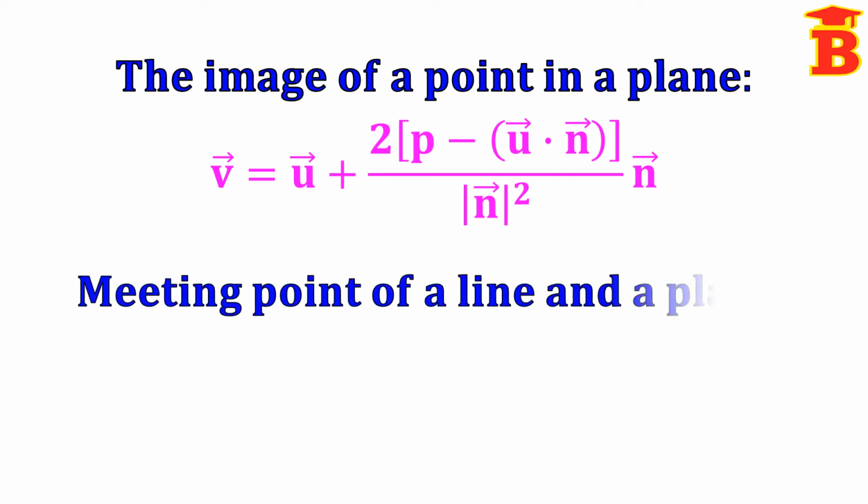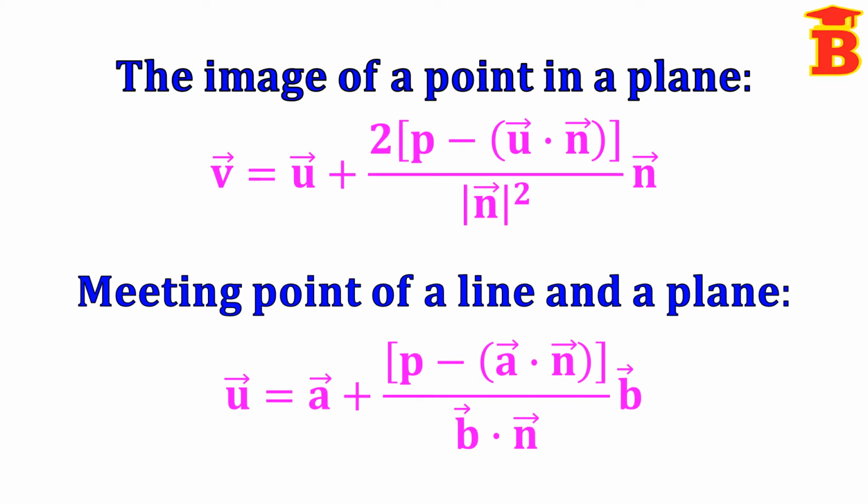Next, meeting point of a line and a plane. The meeting point is u vector equal to a vector plus p minus a vector dot n vector divided by b vector dot n vector into b vector.